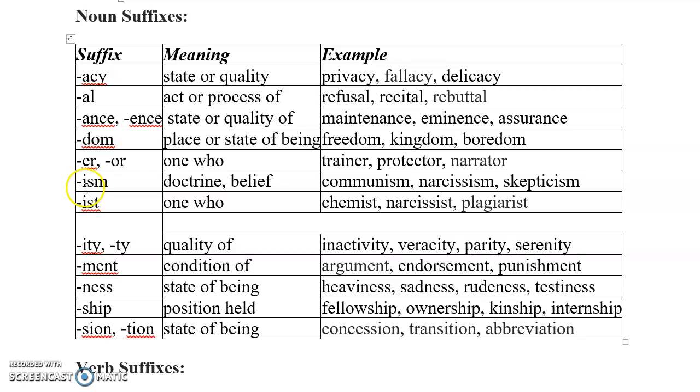For example, ism, I-S-M, means belief, like narcissism. And ship, this suffix, means position held, like fellowship or ownership. Now, if we look at the roots of these words, they could be either verbs or sometimes adjectives, and once we add these suffixes to the end of them, they will be derived as nouns.